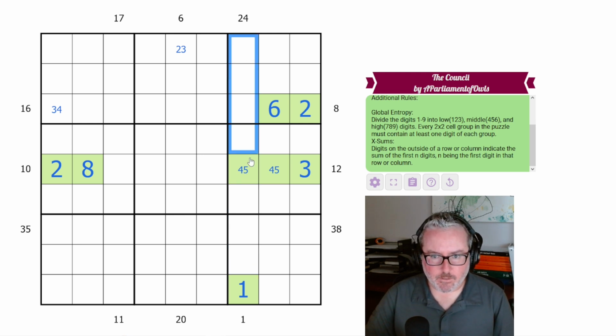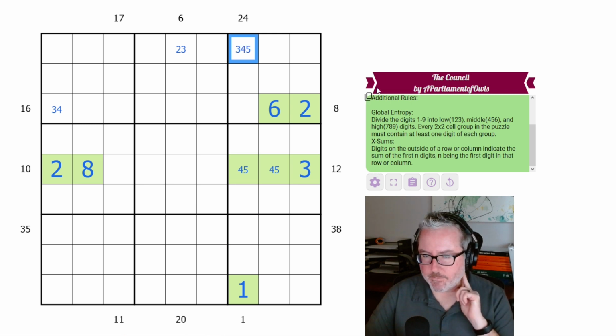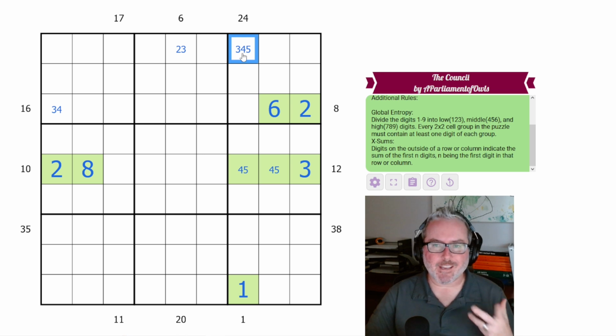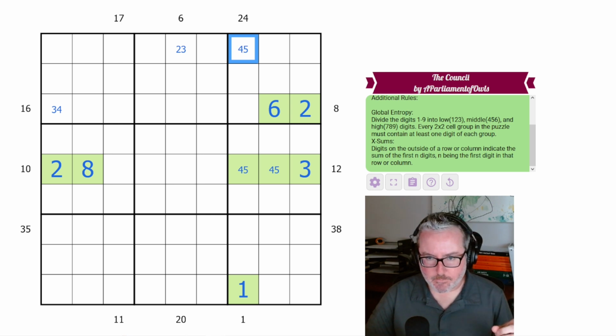So this only leaves us to go up to here, which is 1, 2, 3, 4, 5. So this is either 3, 4, or 5. 3 doesn't work though, because we can't get to 24 in 3 cells unless we use 987. But if we put a 3 in here, we can't do that. So this is not 3. So we end up with a 4 or 5 pair actually.